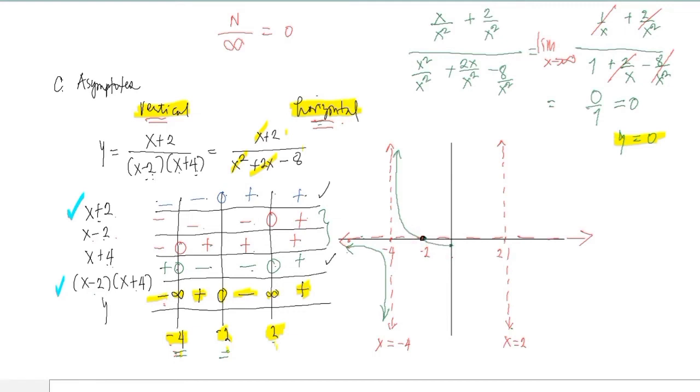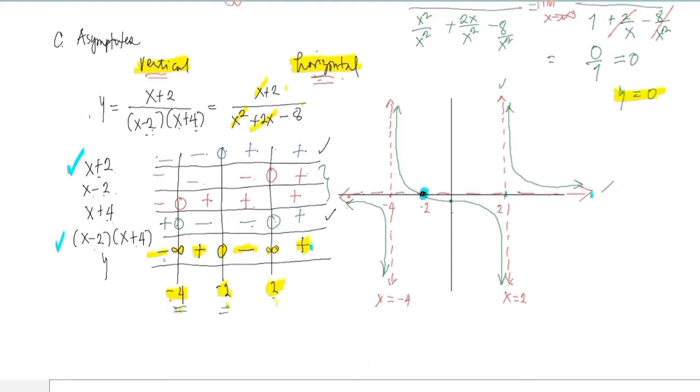So, let us connect our graph. It is continuous and approaching our vertical asymptote, getting closer and closer but never touching. And this negative 2 here is our x-intercept. If we go back to the table we made earlier, beyond 2 our value is positive. So, that means we stay above, approaching our horizontal asymptote and the vertical asymptote. So, our graph would be like this. This is the graph for the equation y is equal to x plus 2 over x minus 2 times x plus 4.